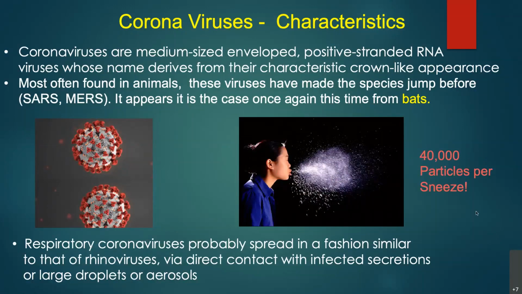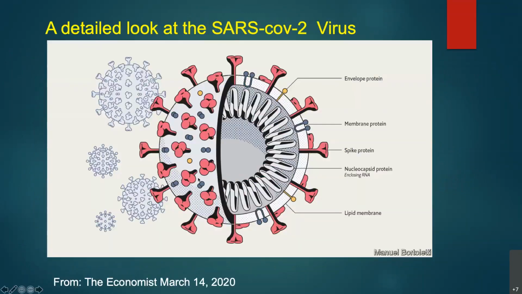When we phonate, when we speak, there is moisture that comes off our vocal cord. So even when we're not coughing, we are putting out a few moist particles on a regular basis. Okay, so this is the virion, the virus particle itself. This is a lovely artist's conception of this particle, and this came from The Economist on the 14th of March.